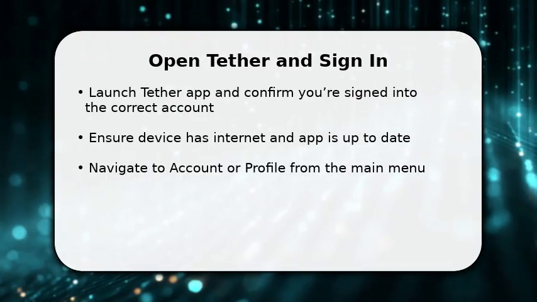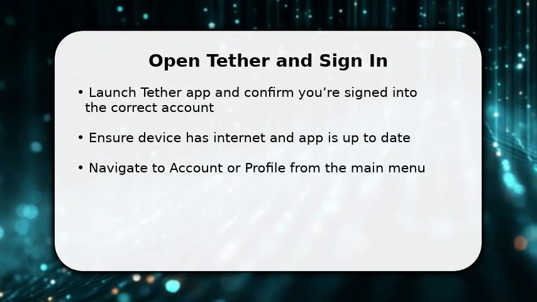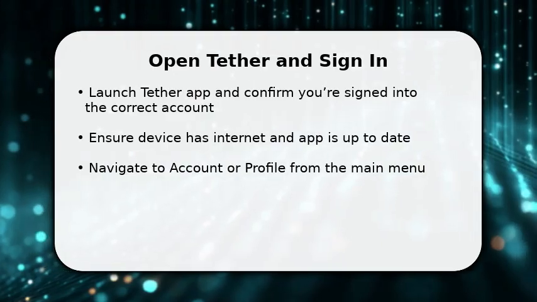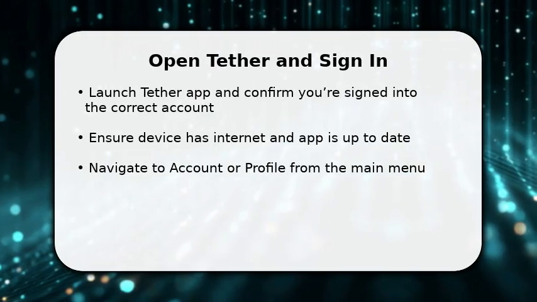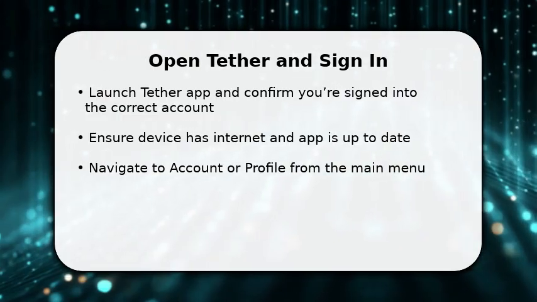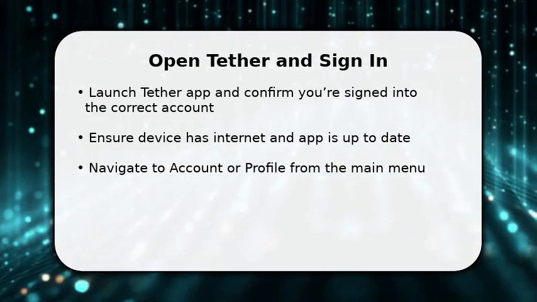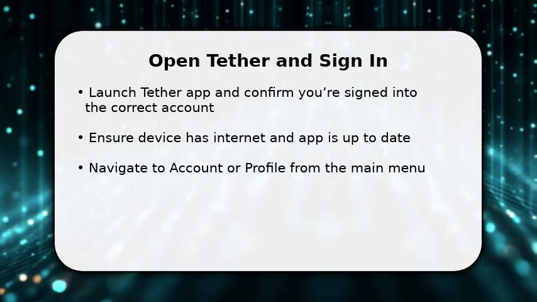Once signed in, tap the menu and go to Account or Profile. This is where credential options live. You're beginning the secure flow, so double-check you're in the right account before proceeding. Doing that prevents changing the wrong profile later.